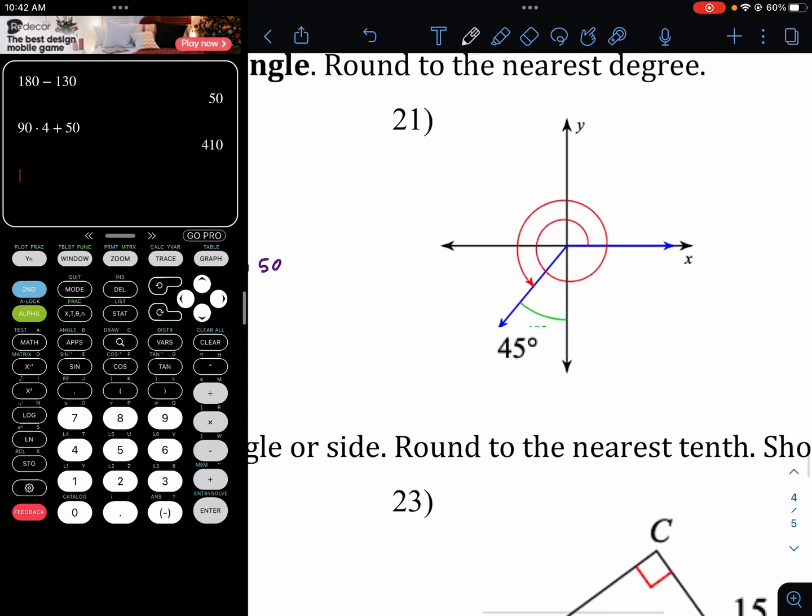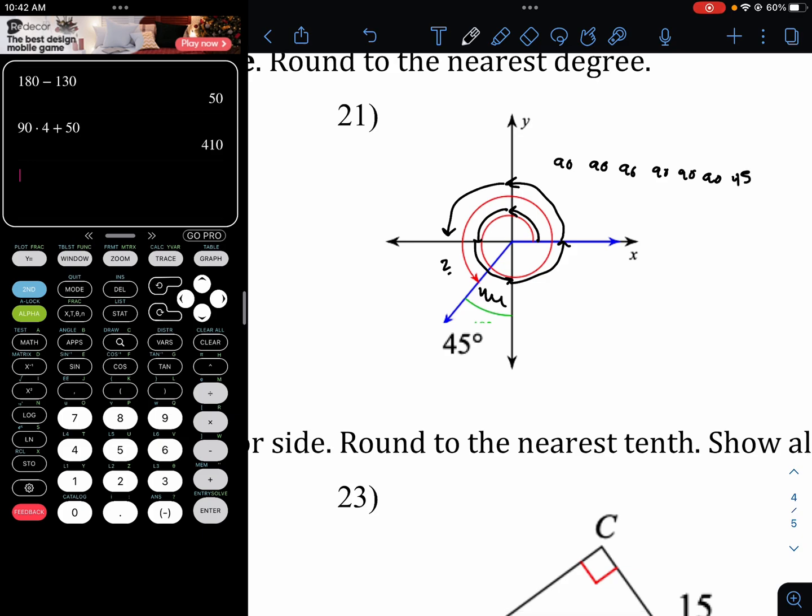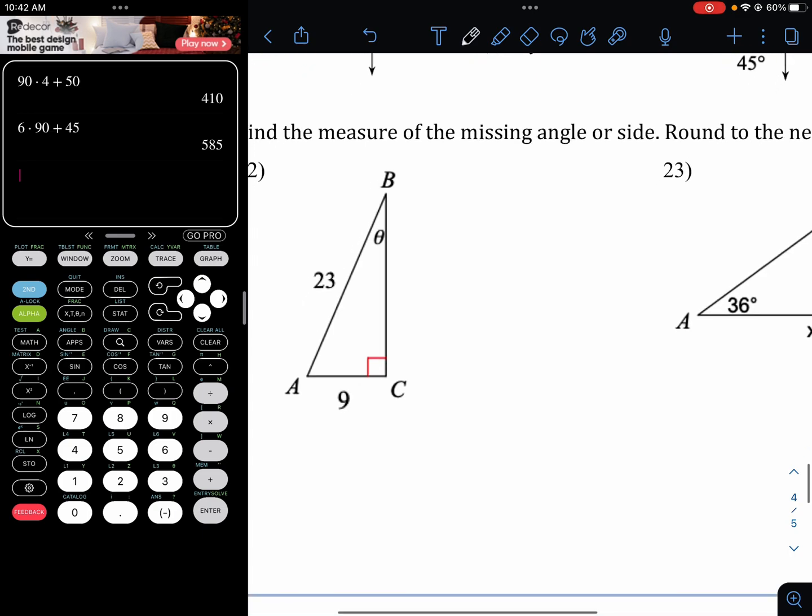So let's go ahead, and we're looking at 90, and another 90, and another 90, and another 90, and another 90, and one more 90, and this distance. This time, since this is 45 on the green side, we have another 45. So 1, 2, 3, 4, 5, 6 90s plus a 45 makes it 585, positive again.